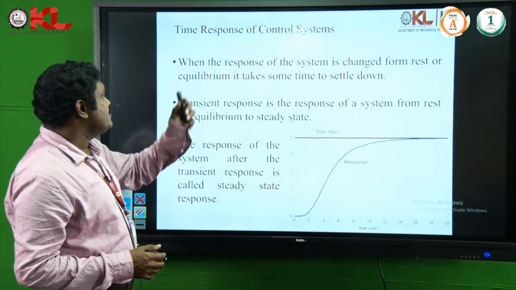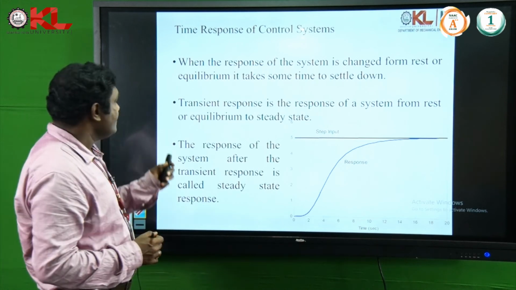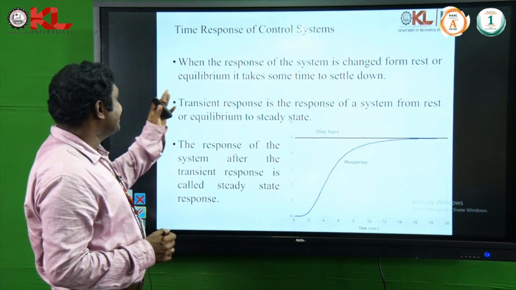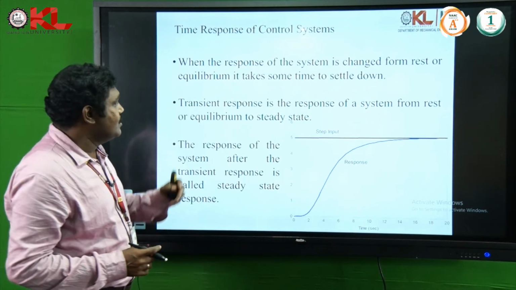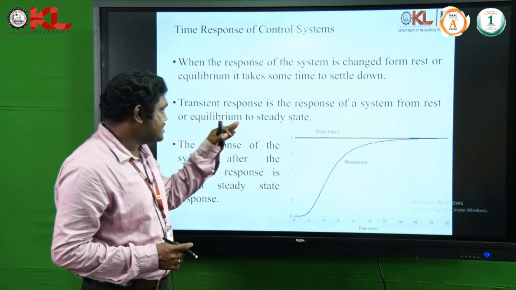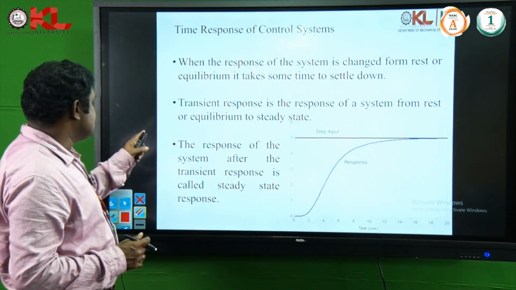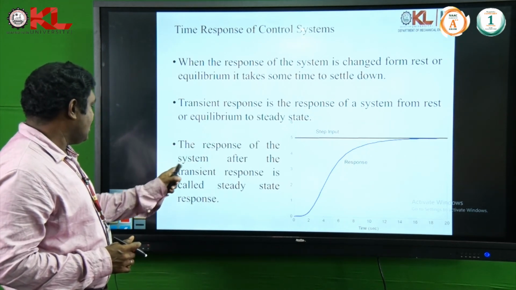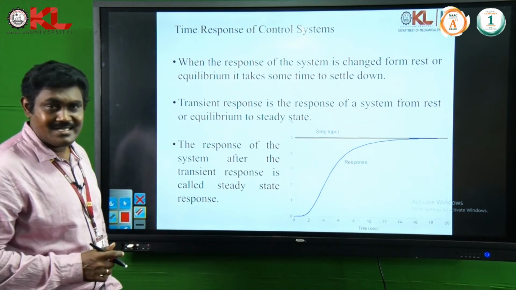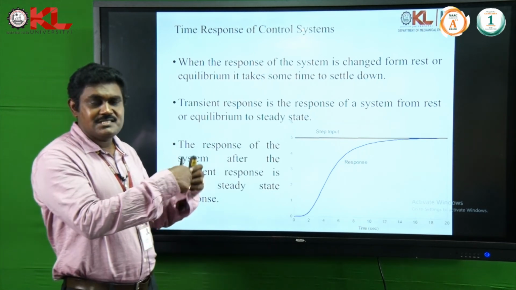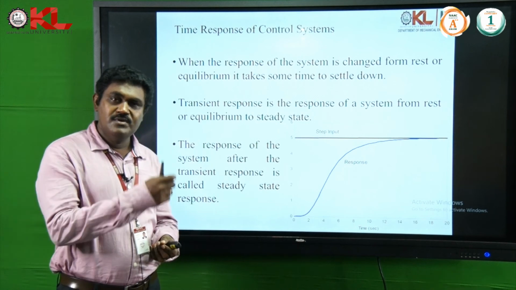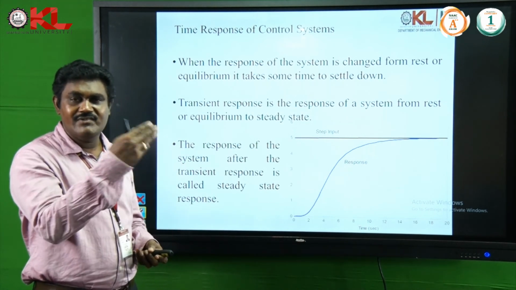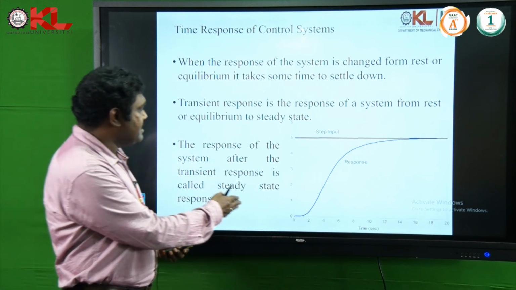Now, see the time response of control system. When the response of the system changes from rest or equilibrium, it takes some time to settle down. The transient response is the response of a system from rest or equilibrium to the steady state. The response of the system after the transient response is called the steady state response. If you see the signal of the control system, initially it has some transient, then it will come to the steady state, which is represented in this graph.